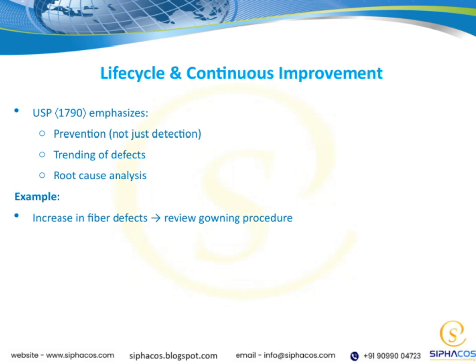Root cause analysis is another critical aspect. When we notice an increase in a specific defect, like fiber defects, we don't just fix the symptom, we dig deeper to find the root cause. For example, an uptick in fiber defects might lead us to review the gowning procedure to see if that's contributing to the problem. The idea is to create a cycle of continuous improvement. By constantly reviewing our processes, trending defects, and addressing root causes, we foster a culture of ongoing enhancement. This approach helps us stay ahead of issues and improve quality throughout the life cycle of our products.